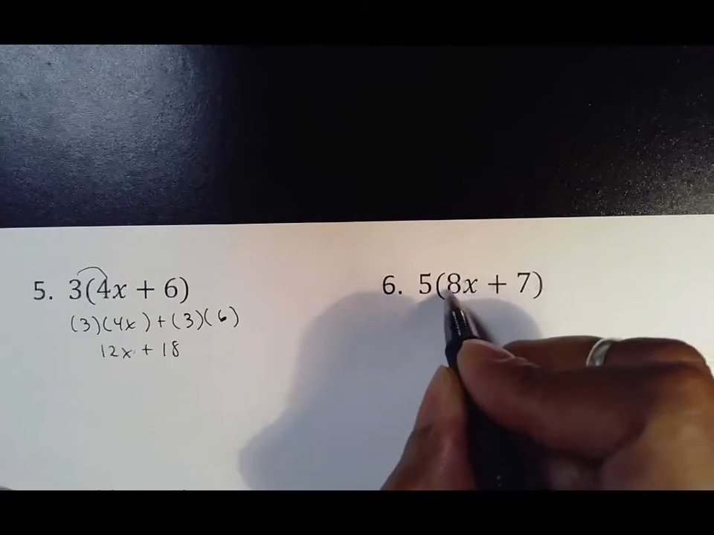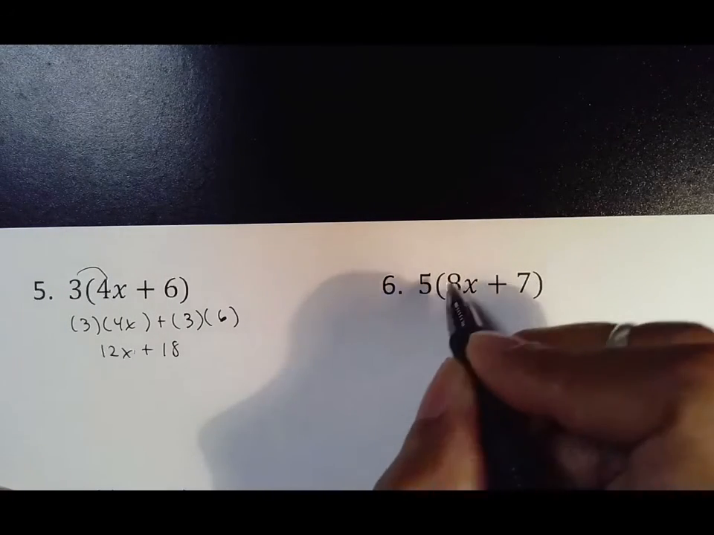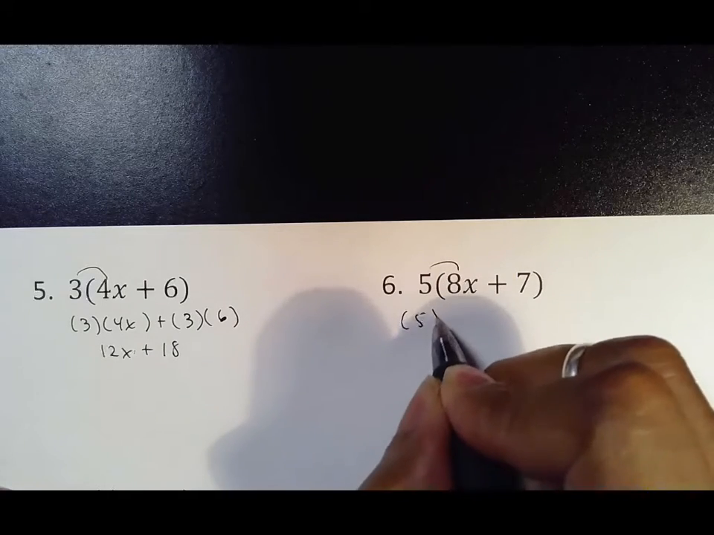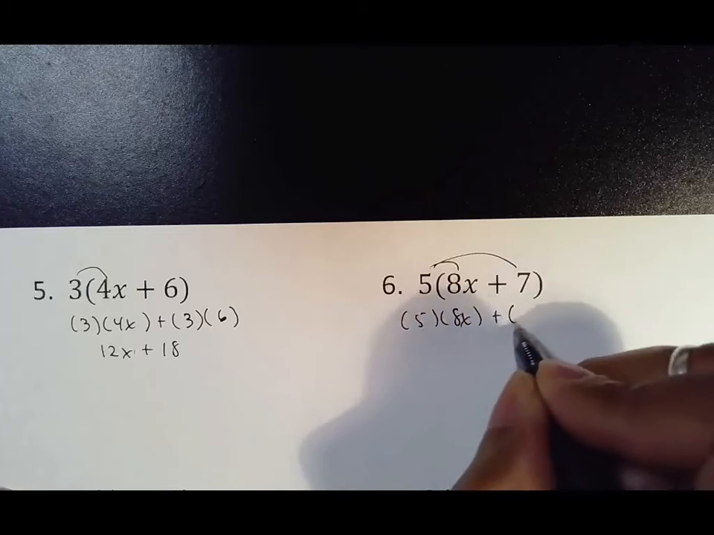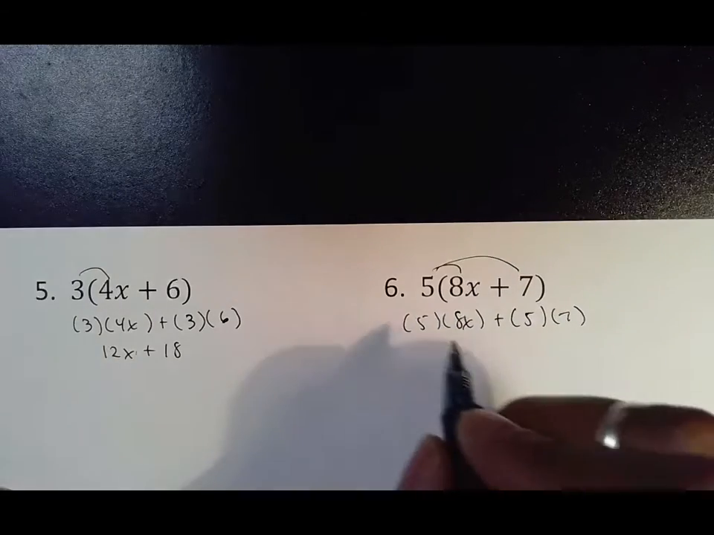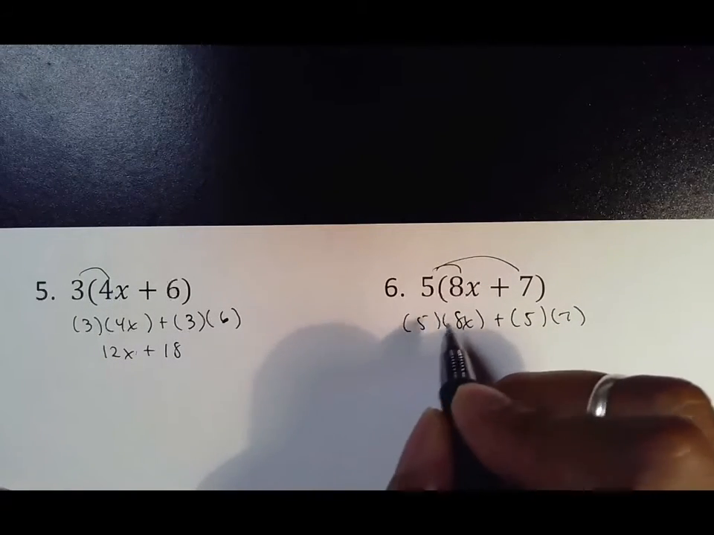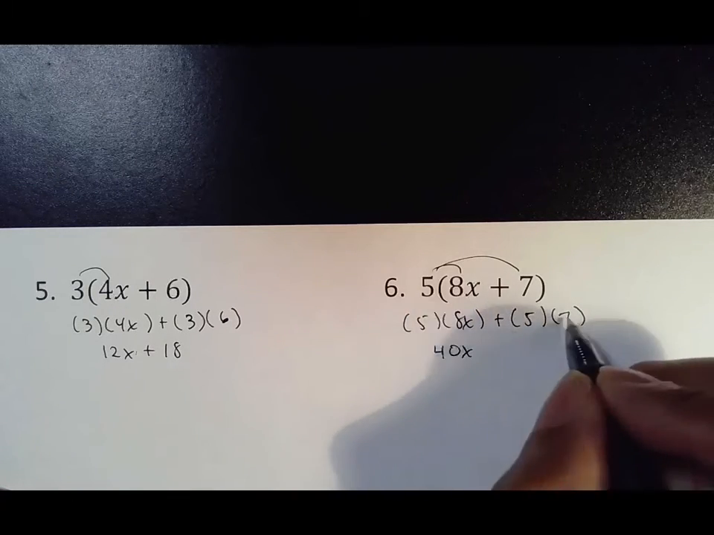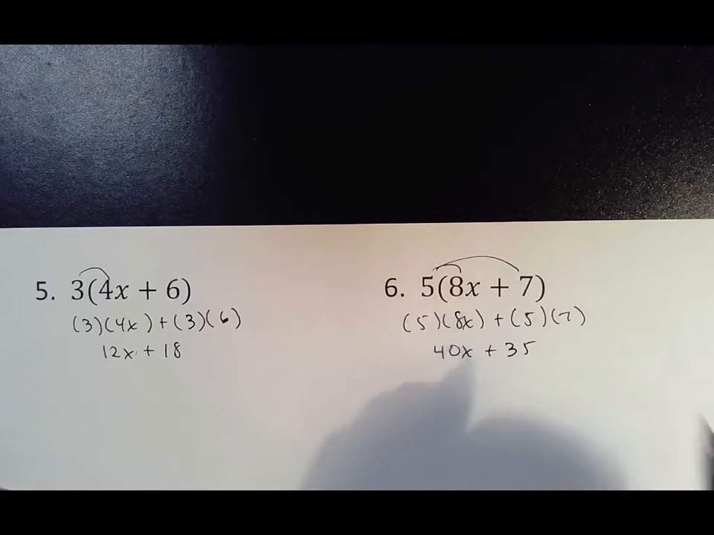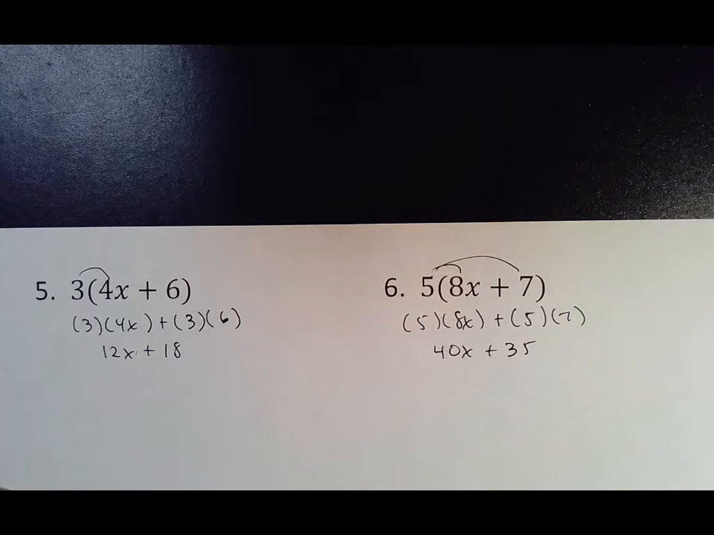Number 6, your two terms are 8x and 7 with 5 on the outside. So 5 meets 8x, and always with a plus, 5 meets 7. 5 times 8x, remember, multiply 5 by 8 is 40x. Bring that x down, and then 5 times 7 is 35.